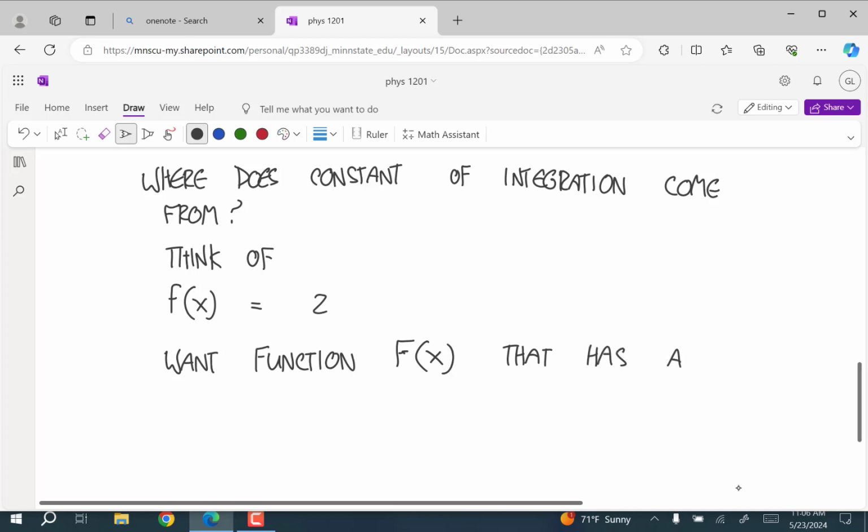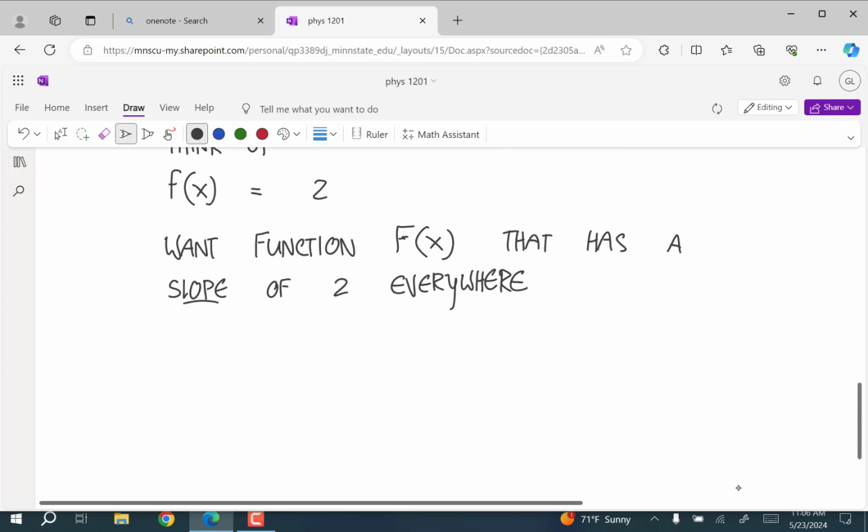That has a slope everywhere of 2. Since this is such a simple function, you know, f of x equals 2 is pretty close to as simple as it gets. It's not too hard to come up with a solution to this.